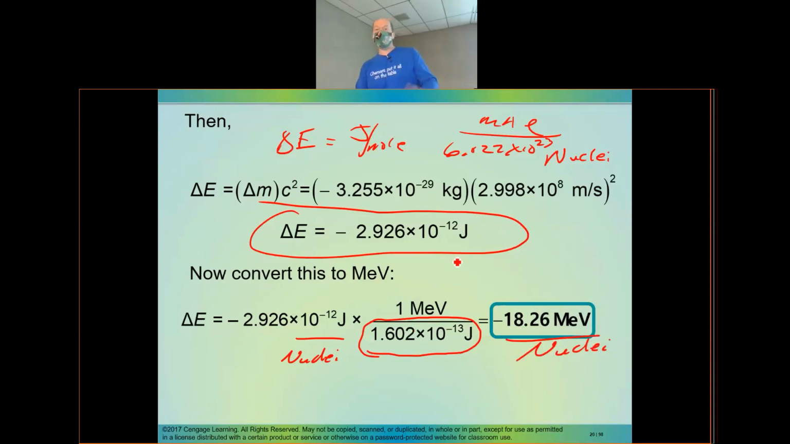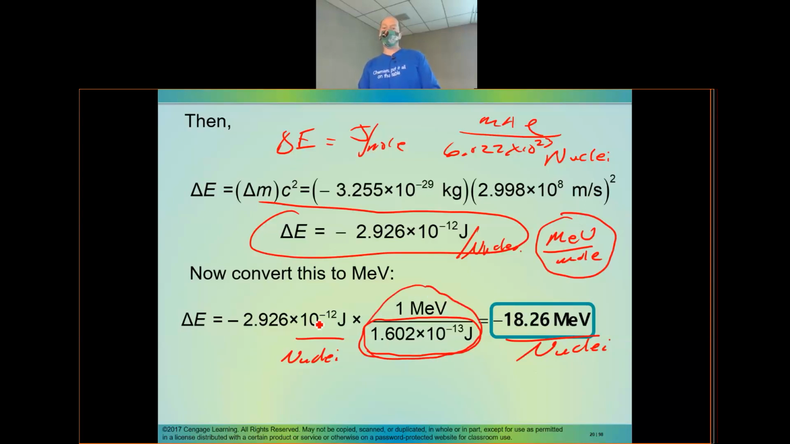You could have given it in MeV per mole. All right, so if you would have taken your first number, that was in joules per mole. This one is in joules per nuclei. So you have to see what units they're looking for. If you're looking for mega electron volts per mole, you do this with your first answer when it was joules per mole. If you want MeV per nuclei, then you have to use Avogadro's number and get MeV per nuclei.